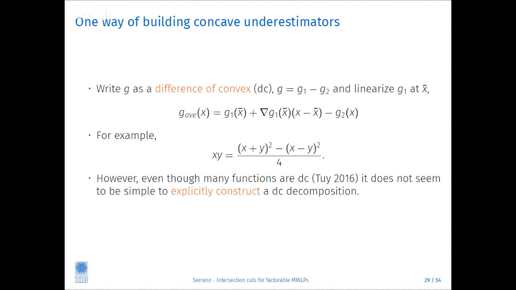So, one example: for X times Y, one has this identity. This is convex. This one is also convex. One would linearize this one and get a concave underestimator. Okay? So let's discard this idea.